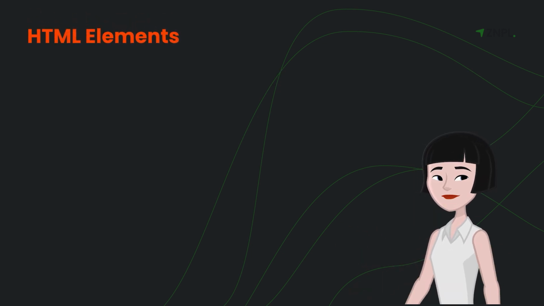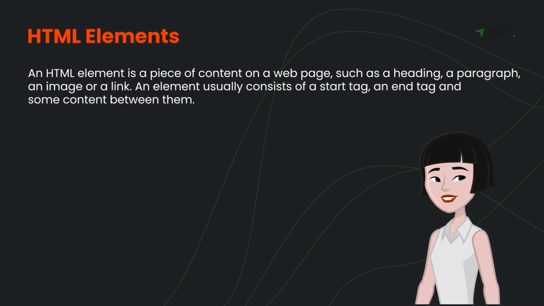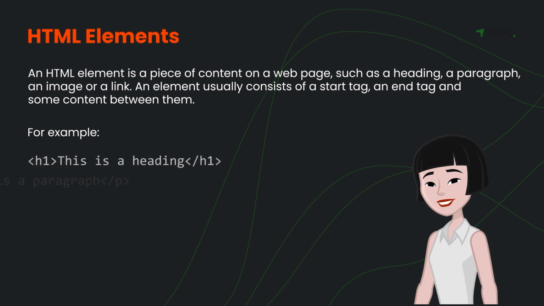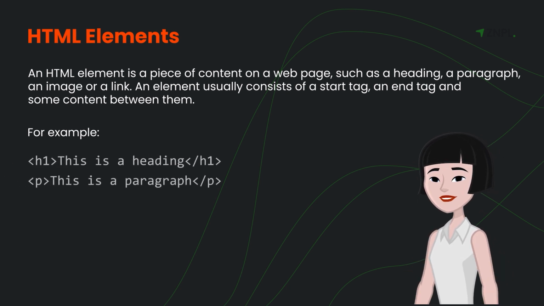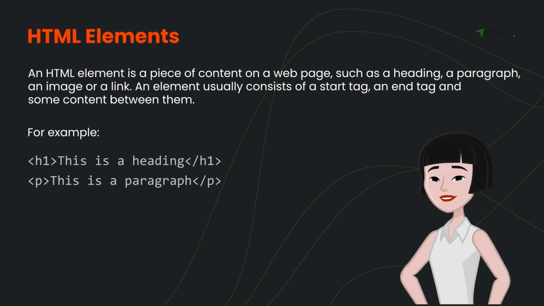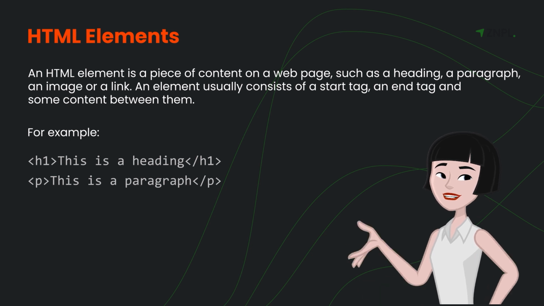HTML elements. An HTML element is a piece of content on a web page, such as a heading, a paragraph, an image, or a link. An element usually consists of a start tag, an end tag, and some content between them. For example, h1 tag, p tag.